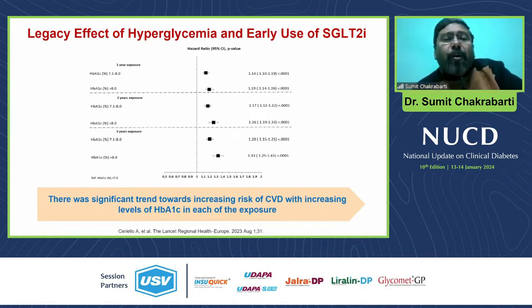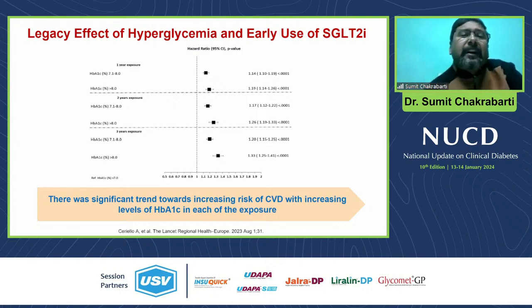This is one plot that is showing the hazard ratio is increasing with your duration of diabetes and with increment of the A1C. Very simple to understand. Significant trend towards increasing risk of CVD with increasing level of A1C, fine. But what happens when we introduce dapagliflozin early?